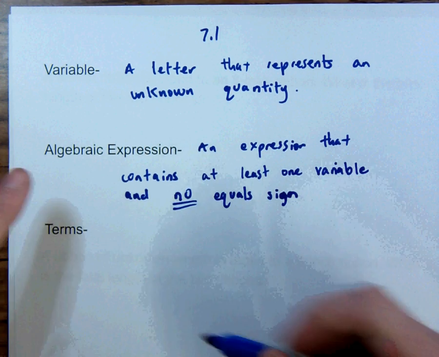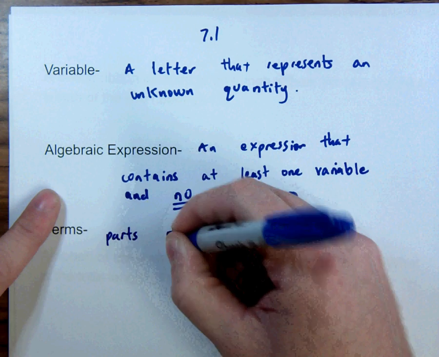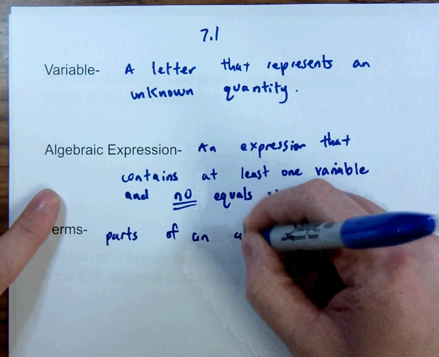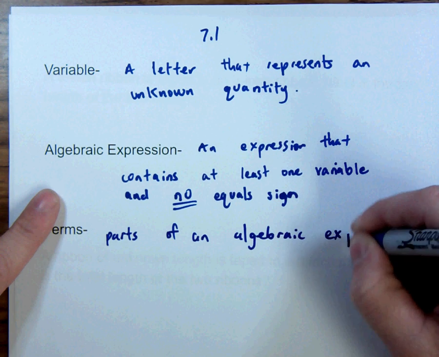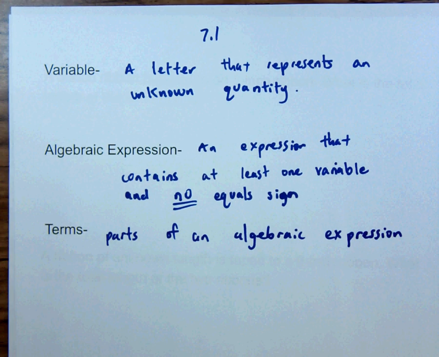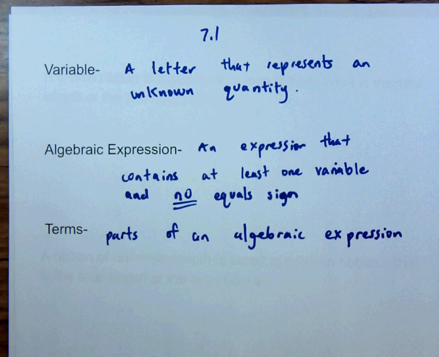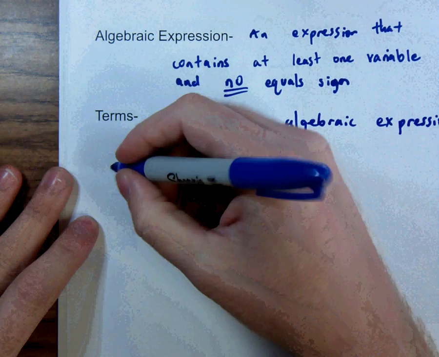And then a term, and I'll show you an example of all these, is the part of an algebraic expression. So the terms are parts of an algebraic expression. So let's show you an example of each.